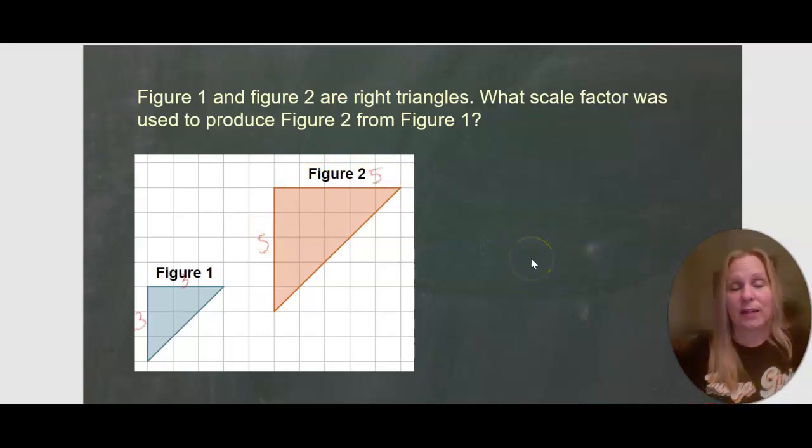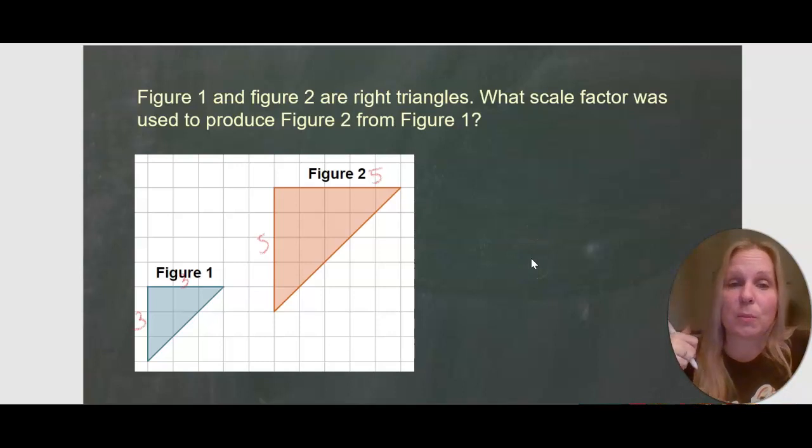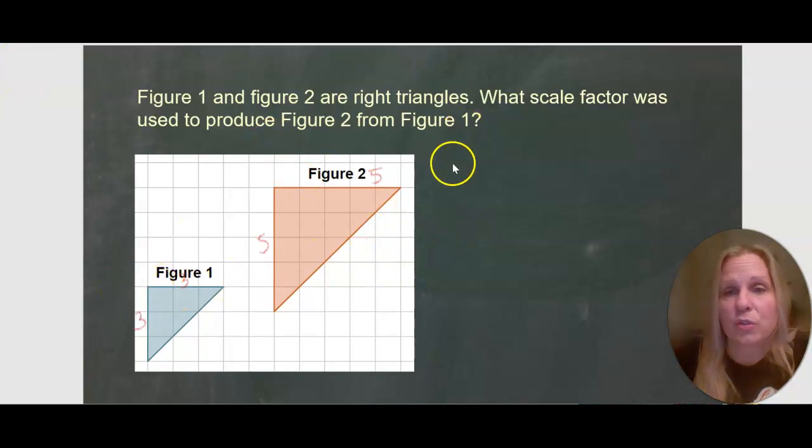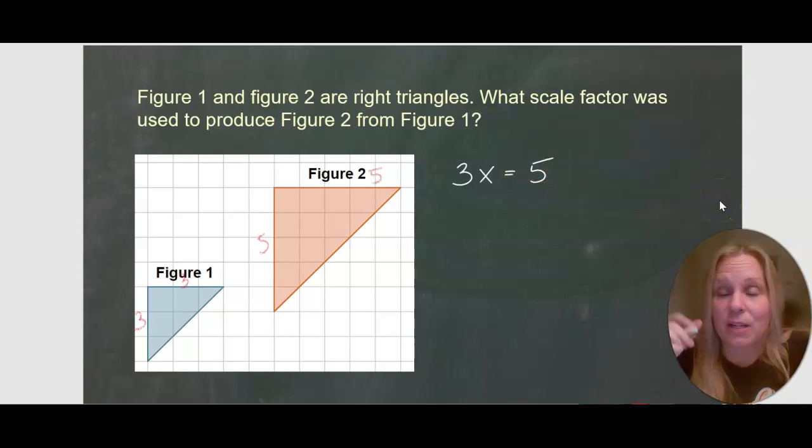So we know that it's getting larger, so we know that we're multiplying by a number greater than 1. But the question is, what are we multiplying by? So we could set up an equation. Our original length times what number would equal 5? That is a very simple one-step equation.